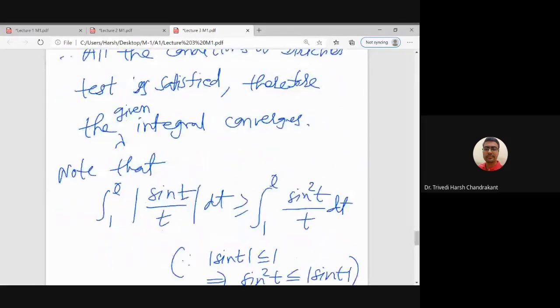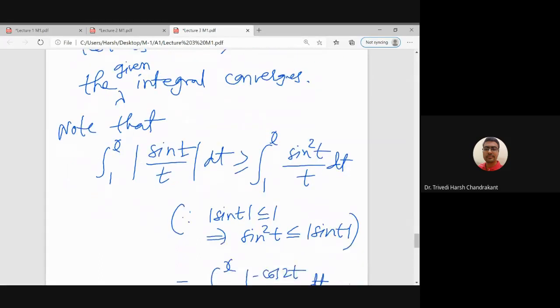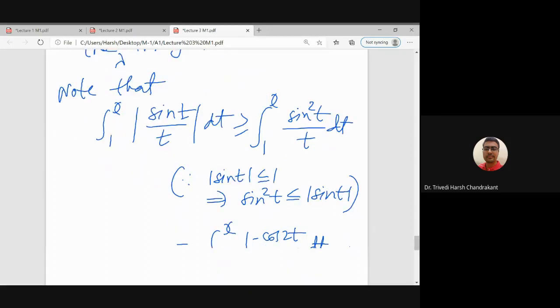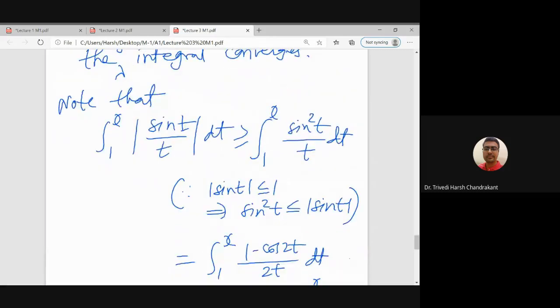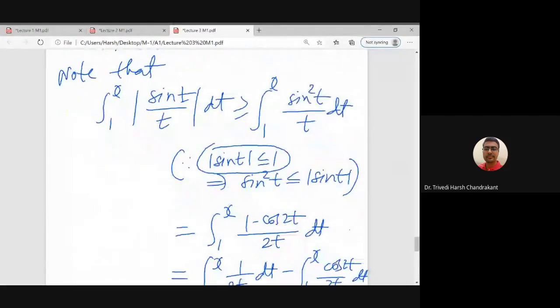So by definition, we have to integrate with the modulus sign. To integrate this function sin t by t with the modulus sign, first we will integrate from 1 to x, and then we will take x tends to infinity. If we take the integral from 1 to x of the modulus, then modulus sin t by t is greater than or equal to sin square t divided by t, because the value of modulus sin t is less than or equal to 1. Since any number less than or equal to 1 has its square less than or equal to that number, we are using that here.